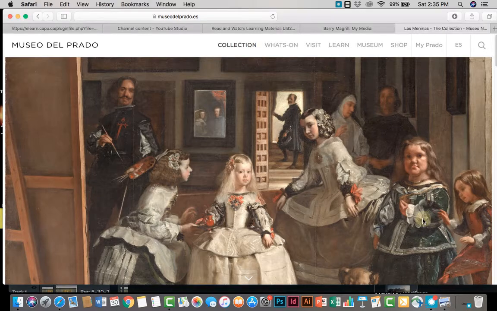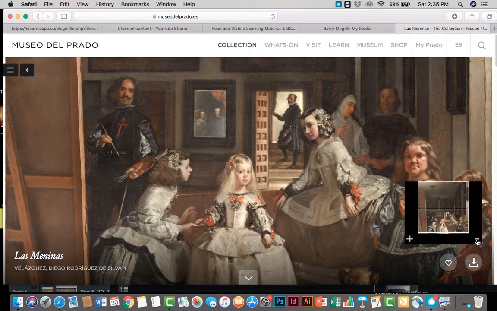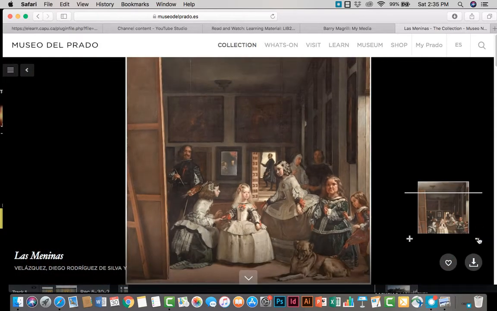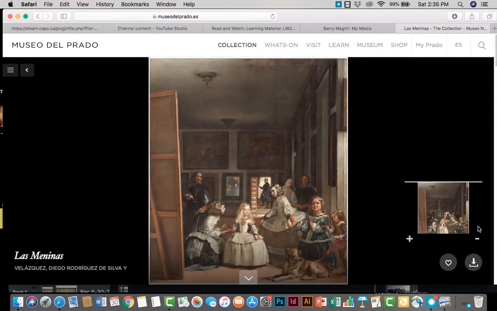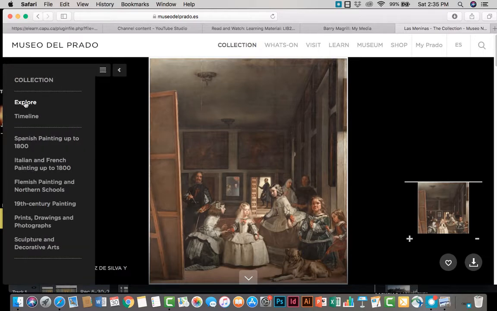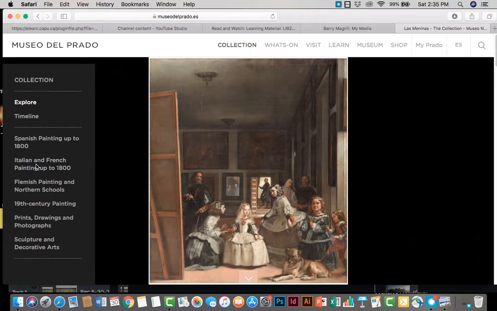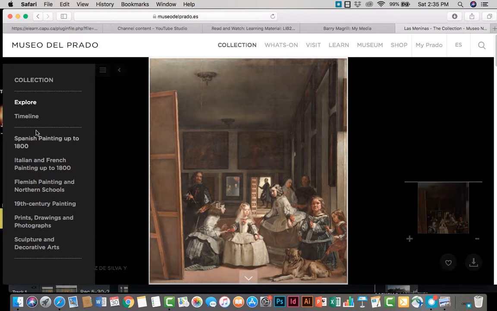Let me just first show you how we can zoom around and zoom in and out using this feature that they've built into the image itself. That gives us a broad look of the painting. I can click on this little hamburger icon. I can explore the painting itself from a contextual point of view in terms of Spanish art leading up to the 1800s, and I can also contextualize it with what comes afterwards. I can even see it along a timeline.